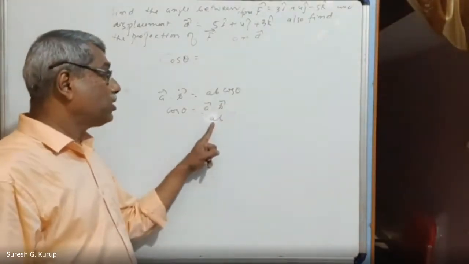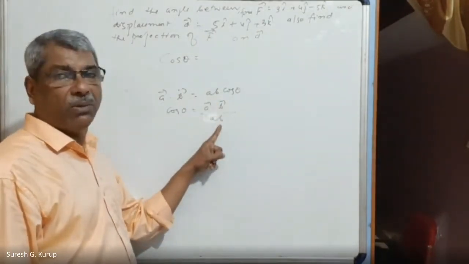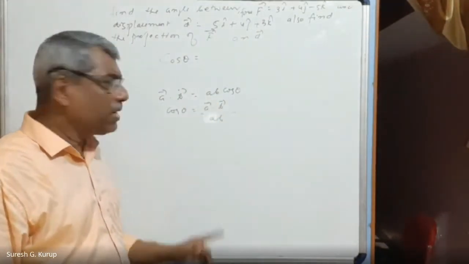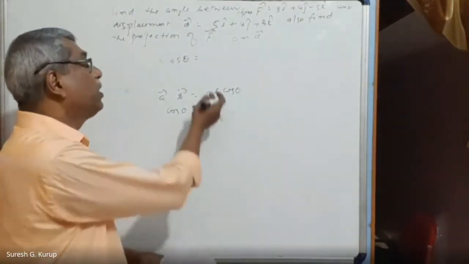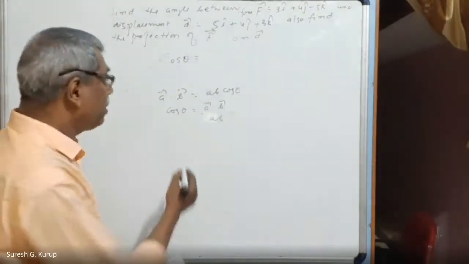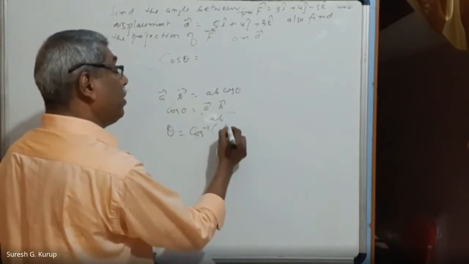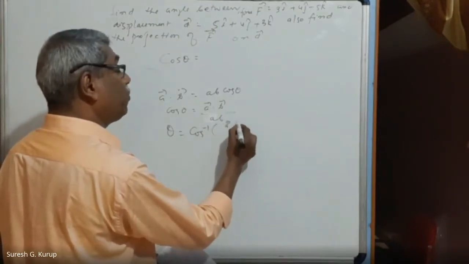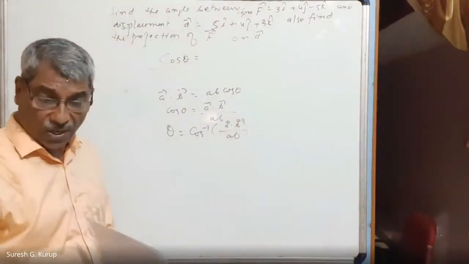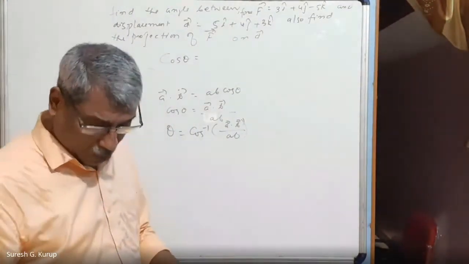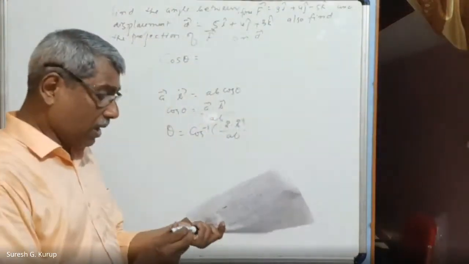What is A? A is the magnitude of the first vector. And what is B? B is the magnitude of the second vector. That is all you have to do, right? Cos theta can be obtained. Then theta is equal to cos inverse of the whole thing. I can also write theta is equal to cos inverse of vector A dot vector B divided by AB. You will get the value of cos theta, and from cos theta, the value of theta can also be calculated.